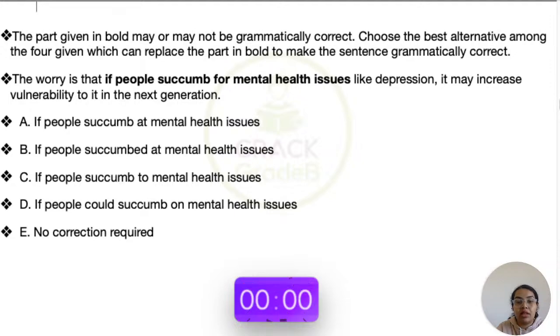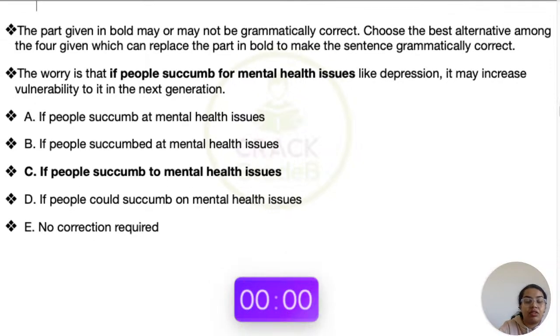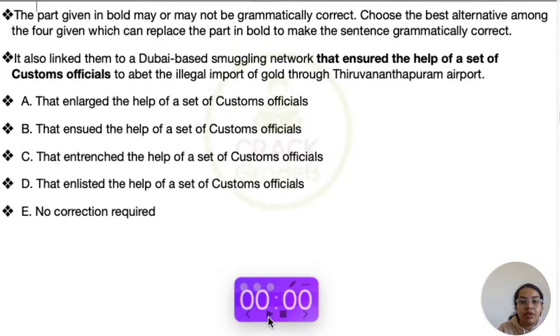You should not take that much time just for these questions. These are under 20 seconds questions in your exam. Succumb takes two with it, no more, no further discussion needed. Succumb to something. We did a question on succumb a few days back as well. So जब किसी के आगे हम नहीं टिक पाते, that is when we succumb to that thing.